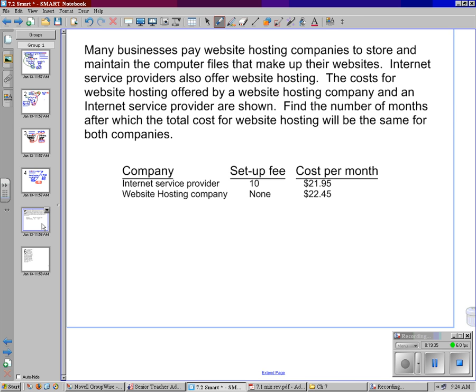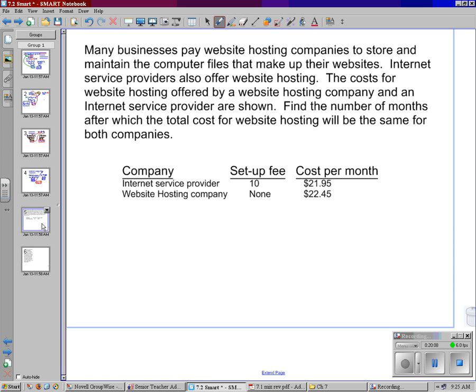Many businesses pay website hosting companies to store and maintain computer files that make up their websites. Internet service providers also offer website hosting. The cost for website hosting offered by a website hosting company and an internet service provider are shown down below. It says find the number of months after which the total cost for a website hosting will be the same for both companies. Oh, Mrs. Deegan, you didn't give us an equation.